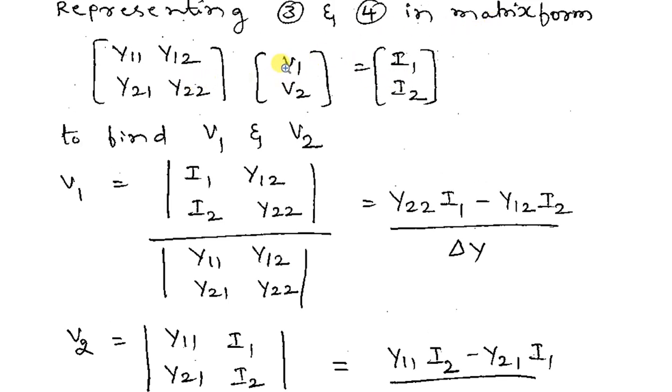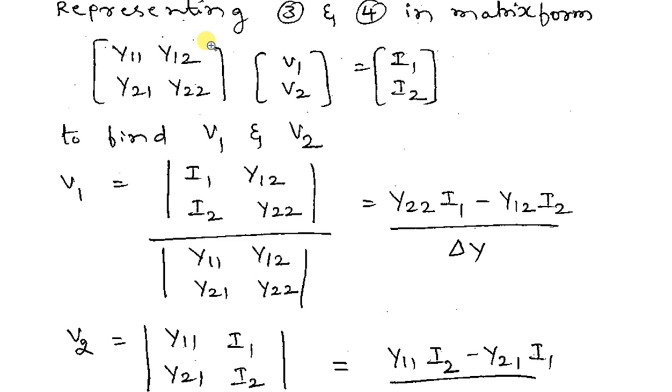Now in order to find V1 and V2, you have to use Cramer's rule. Only for Z to Y and Y to Z, you have to solve using Cramer's rule. So here V1 can be found out by this. This is the Y matrix: Y11, Y12, Y21, and Y22 are the Y matrix, the admittance parameters.